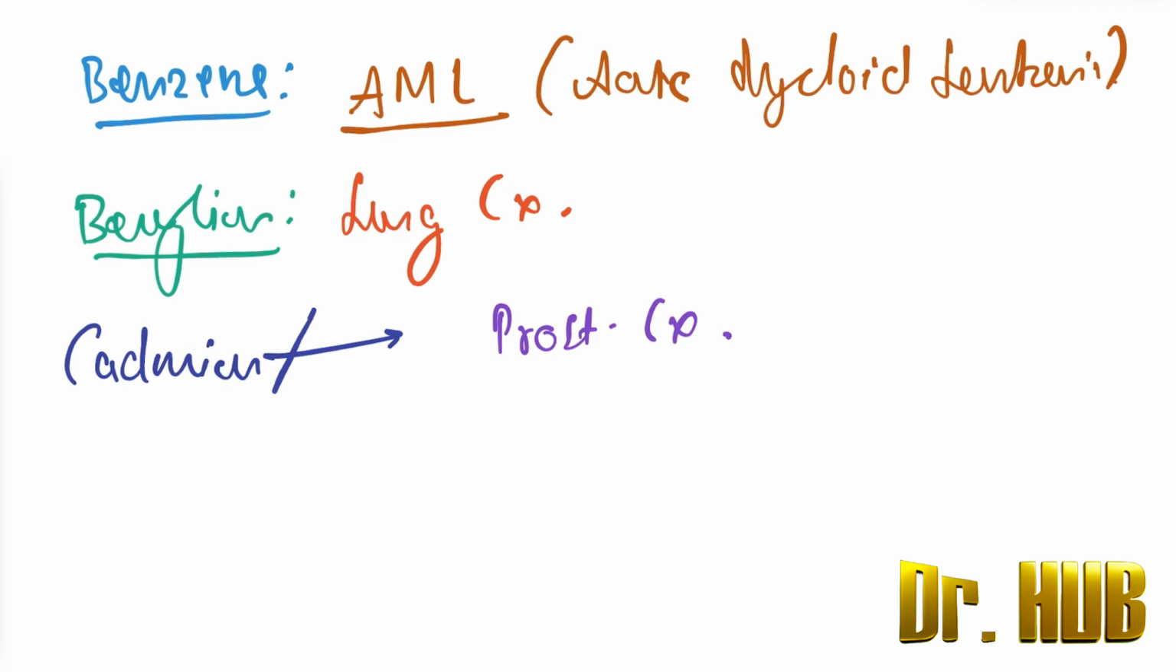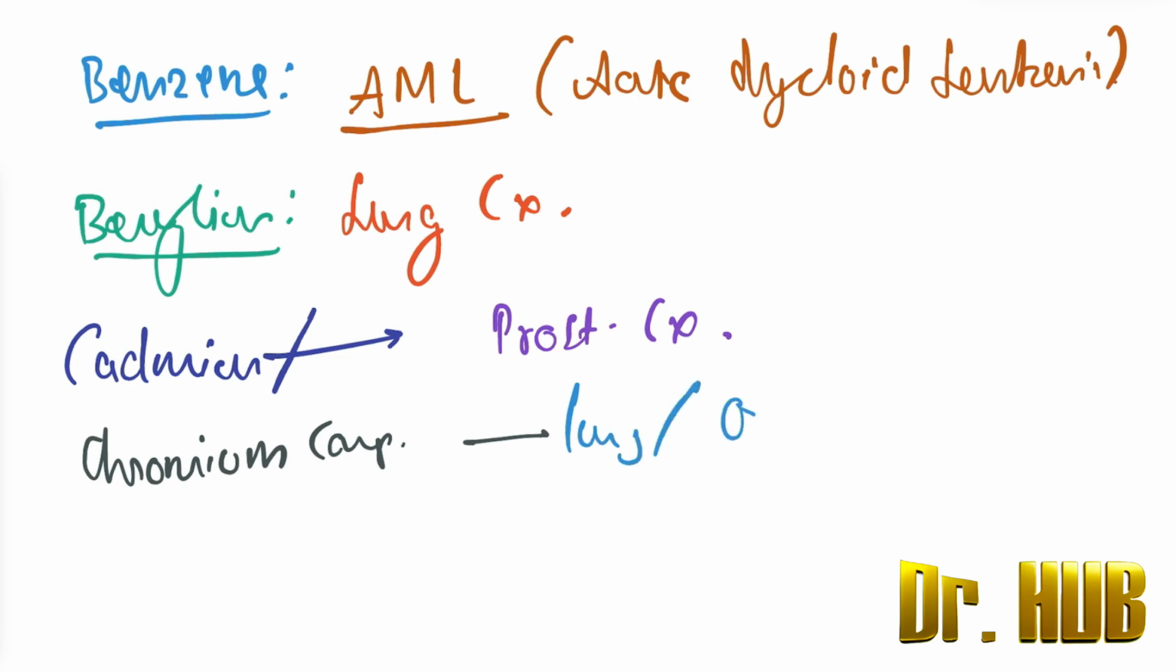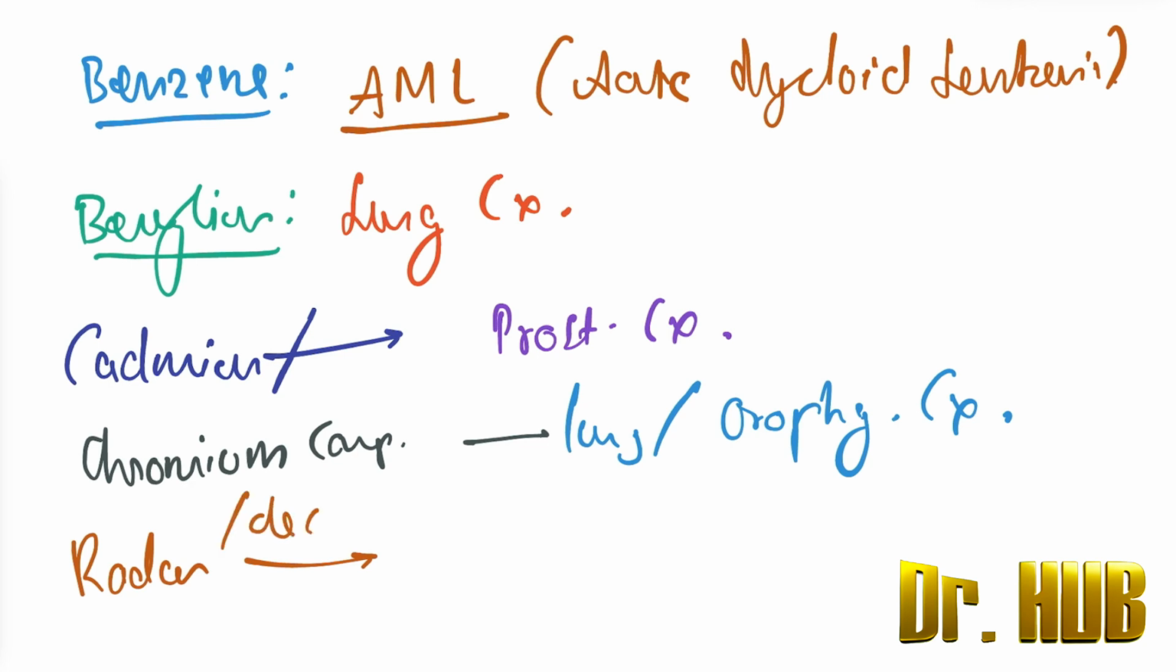Then come the chromium compounds. They are associated with lung as well as oropharyngeal carcinoma. Next, we look at radon, as well as its decay products. Radon and the decay products are associated with lung carcinoma.